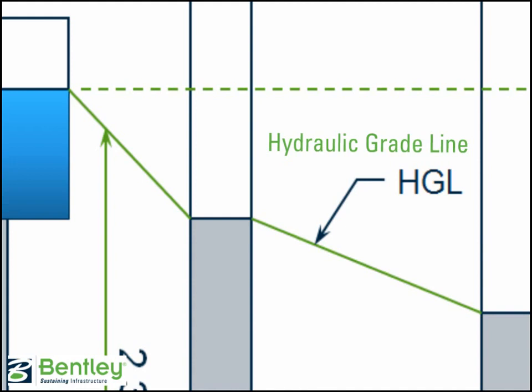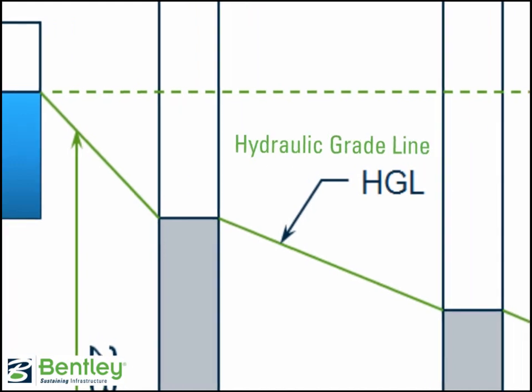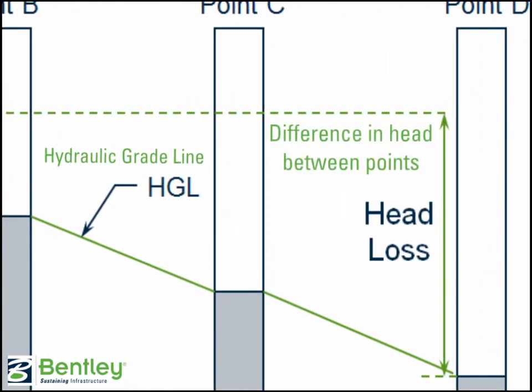In general, the more length of a pipe that water flows through, the greater the energy loss, the greater the drop in HGL. Head loss is the difference between points on the hydraulic grade line.